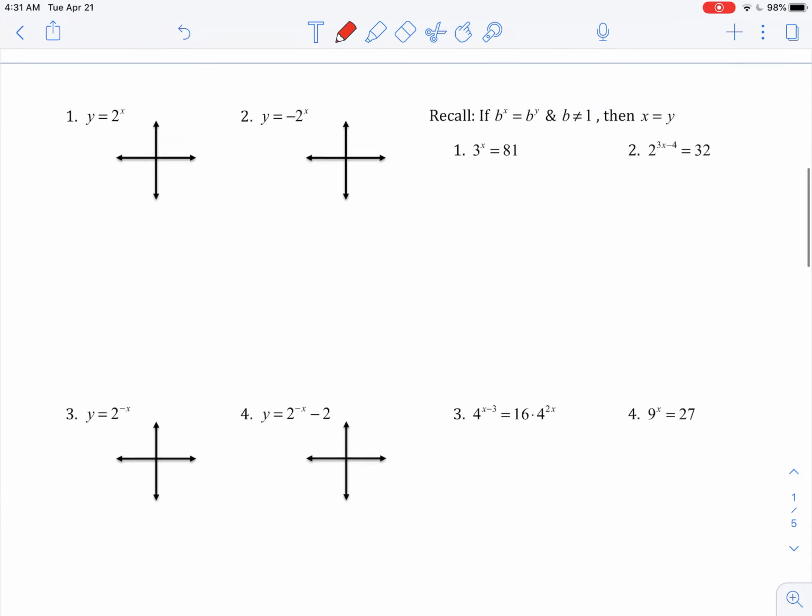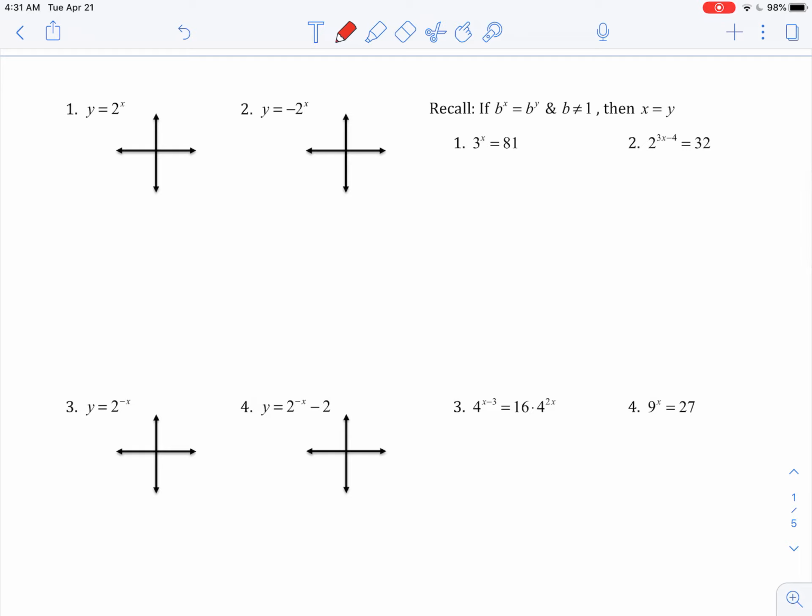If we go back to our idea of translations and reflections, first of all, y = 2^x. We just looked at that graph. Our graph of y = 2^x looked something like that. As x was getting larger and larger, our y values were getting larger, and as x was getting smaller, our graph was getting closer to the x-axis. And we know that we had this y-intercept at (0, 1).